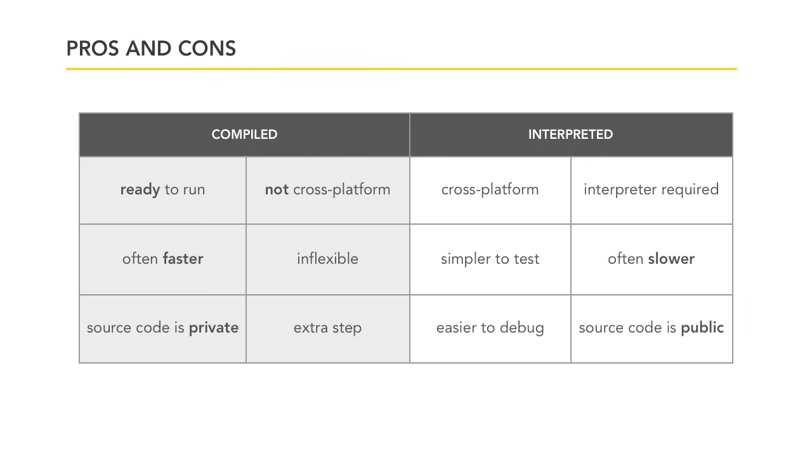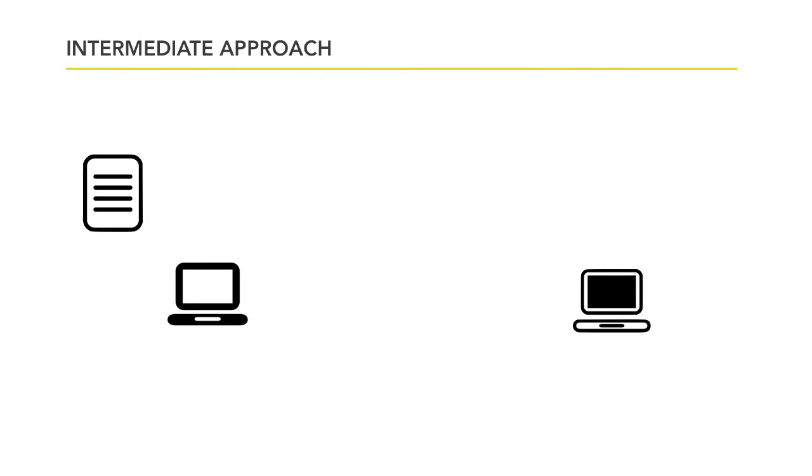Now, because there are good things about compiled languages and good things about interpreted languages, there's also a third way of doing this, which is a bit of both. Instead of the compile model where all the work is done up front but can be a little bit inflexible, or the interpreted model where all the work is done on the receiving end but can be a little bit slower, we kind of do half and half.